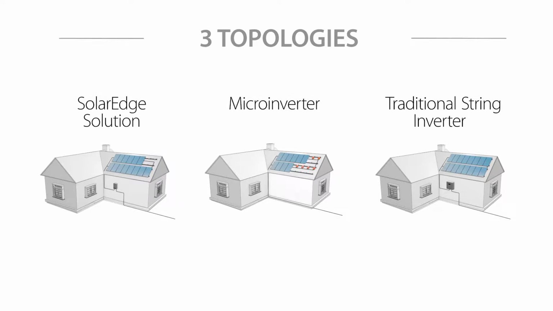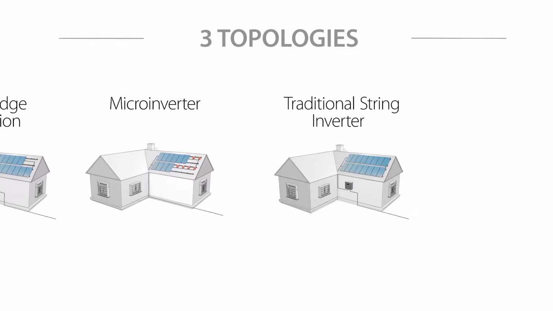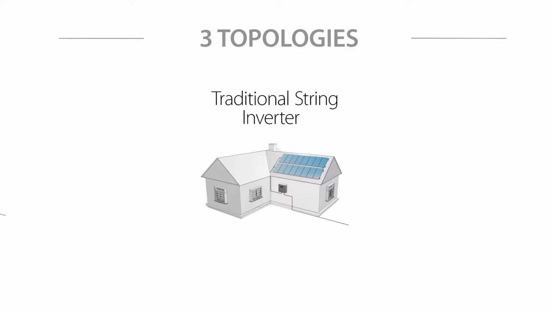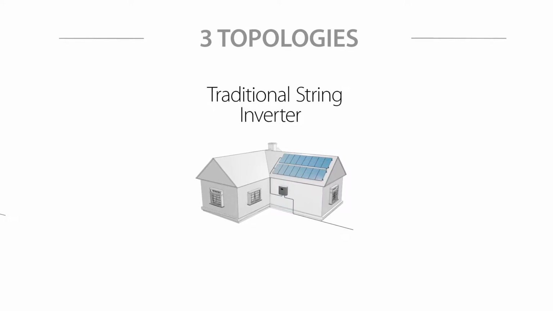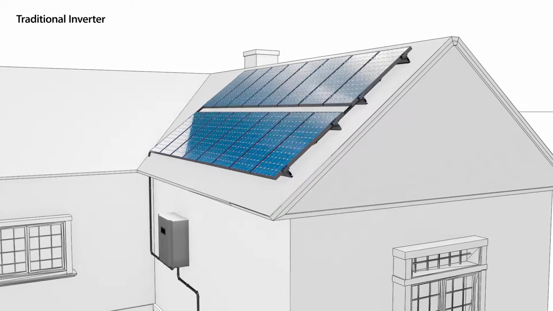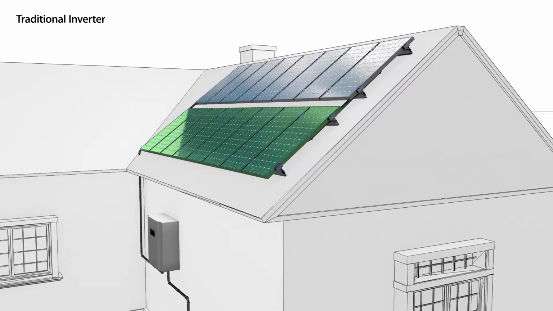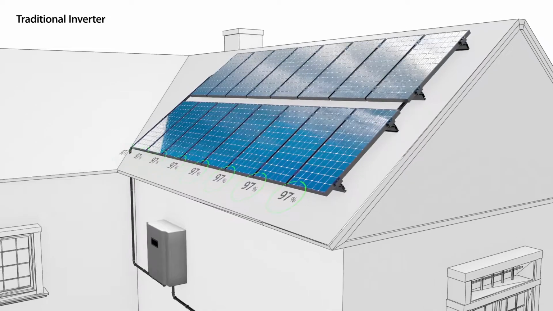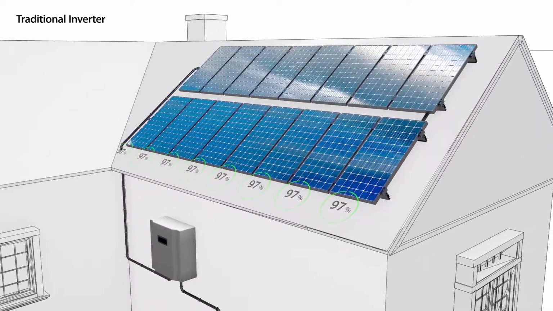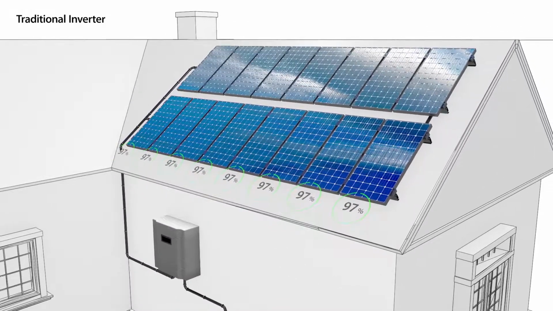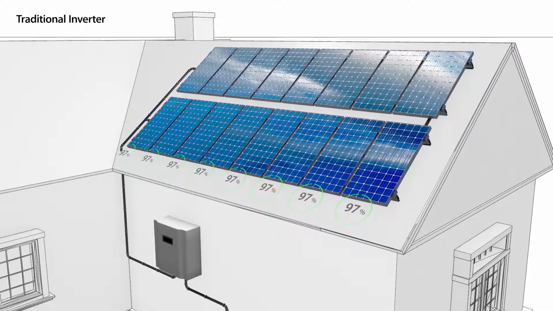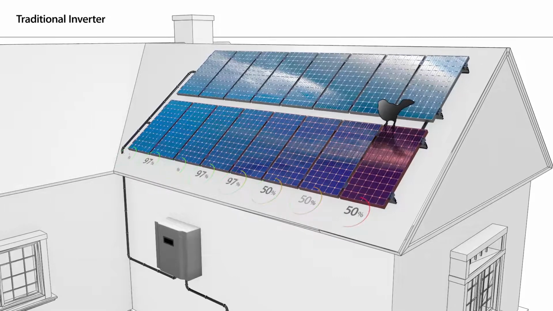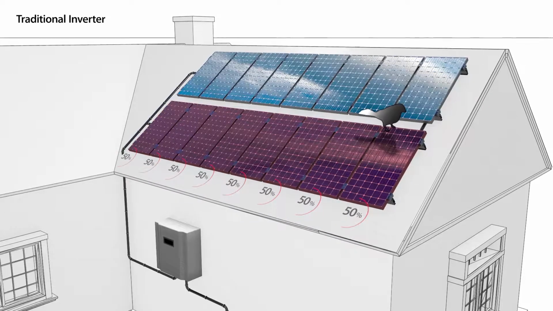Three different inverter topologies are currently used in PV systems: a traditional string inverter system, a microinverter system, and the SolarEdge solution. The traditional string inverter topology, which is still used in the vast majority of all installations, has a number of significant drawbacks. In traditional systems, panels are wired in series as a string. Since each panel has a unique power production profile, which is a function of differences in manufacturing variances, installation parameters, and shading patterns, the entire system's output is limited.